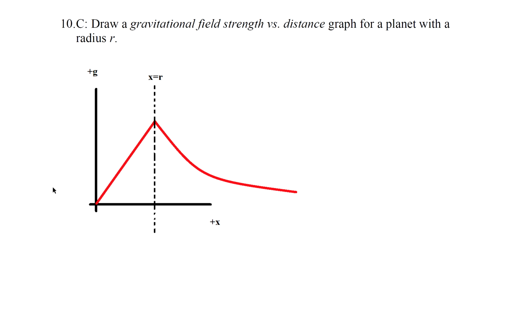Question 10. Draw a gravitational field strength versus distance graph for a planet with radius r. So when we're inside the planet, gravitational field strength increases linearly. When we're outside the planet, it decreases as 1 over r squared.